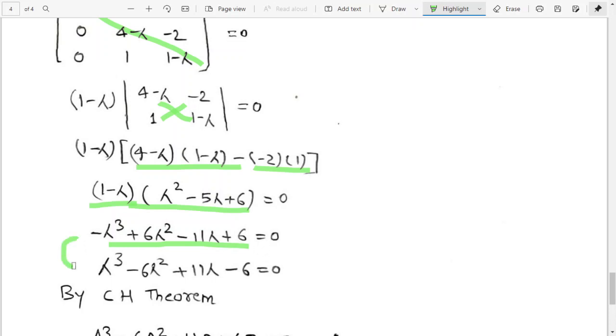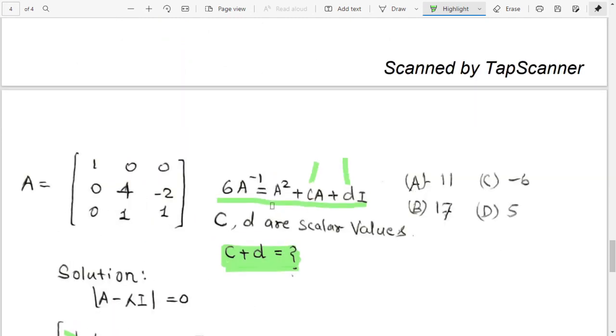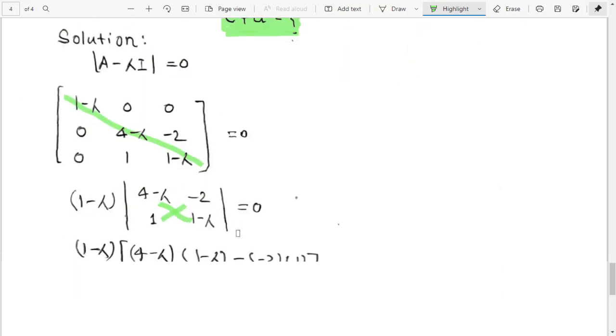Simply I have multiplied by the minus sign to eliminate it from the first element. So lambda cube minus 6 lambda square plus 11 lambda minus 6 equal to 0. After that I'll apply the Cayley-Hamilton theorem. You need to replace lambda with a, and if you replace that you will get the equation in terms of a, because the question is demanding it in terms of a. So you have a little bit of an idea how you can approach the solution.